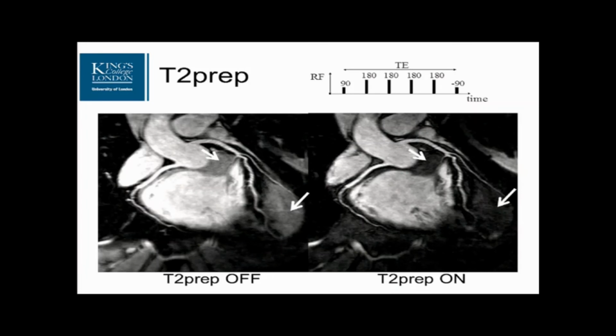That allows us, for instance, to acquire nice coronary angiograms, which could also be applied to the carotid arteries. And as you can see in this example, the myocardial signal is suppressed with the T2 preparation on, as shown by the arrows.